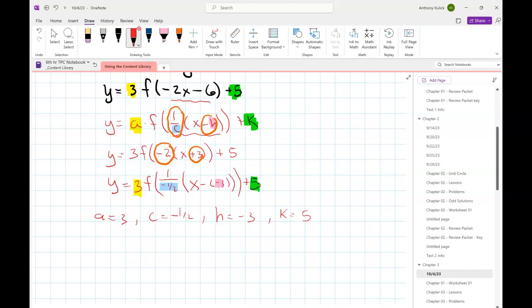All right, so we just go through the criteria here. I see that my C, which is equal to negative 1/2, is less than 0. So I know I have a reflection on the y-axis. The absolute value of my C is 1/2, which is less than 1. So we're going to have a horizontal shrink by a factor of 1/2.